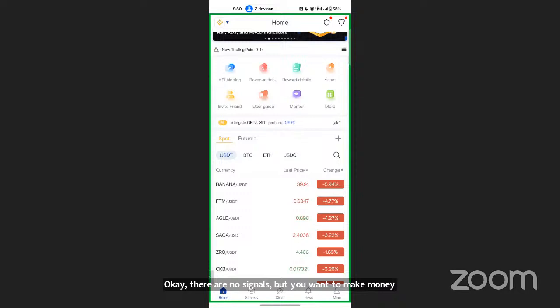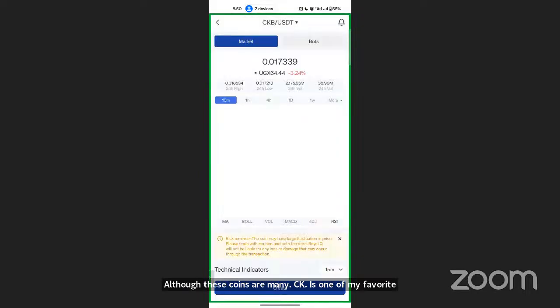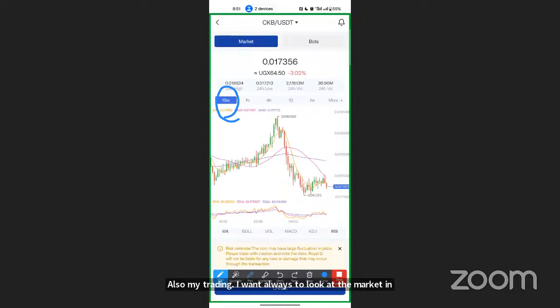Okay, and so now you see, everybody has their own appetite. Although these coins are many, CKB is one of my favorite. I'm not the founder. So CKB is one of my favorite coins. I like it so much. I don't know why, but I like CKB. So allow me to pick CKB because it is my favorite. Also on my trading, I always want to look at the market in the 15 time frame. I don't want to look at the market in a lower time frame, okay?